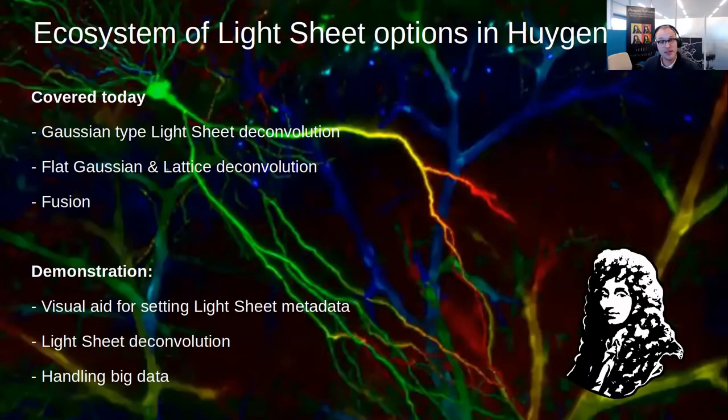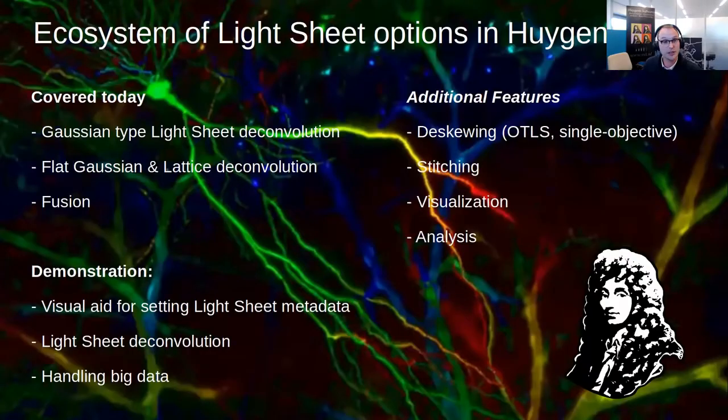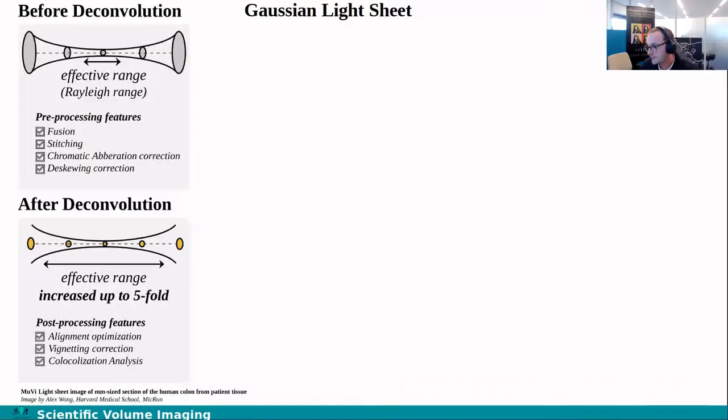Now we'll do a 20 minute presentation and then roughly a 15 minute demonstration. The demonstration will show a new visual aid for setting the light sheet parameters for the deconvolution. We will cover the deconvolution itself, and show what's new for handling big data. We will not be covering associated topics, which include stitching, de-skewing, visualization, and analysis. You can check other webinars for those, which I will link in the description. This is focused on light sheet deconvolution.